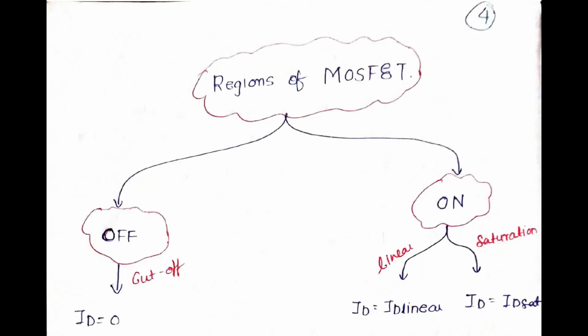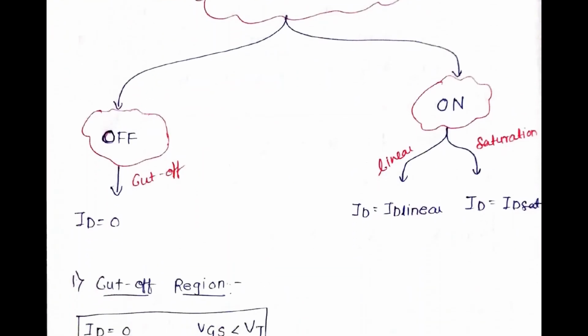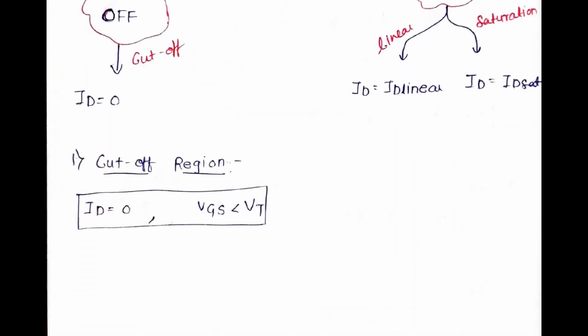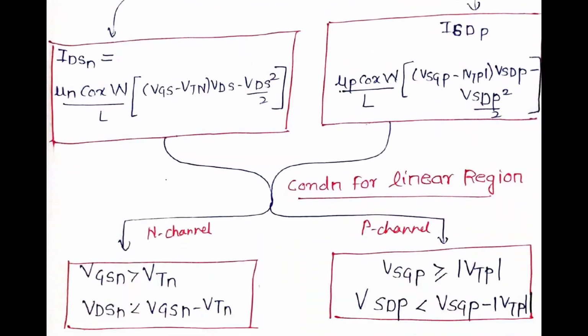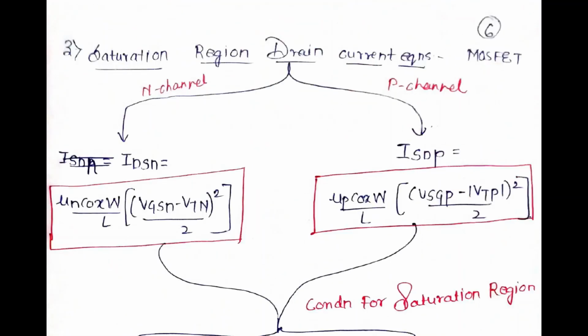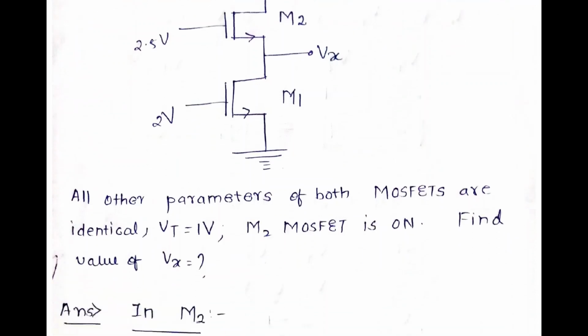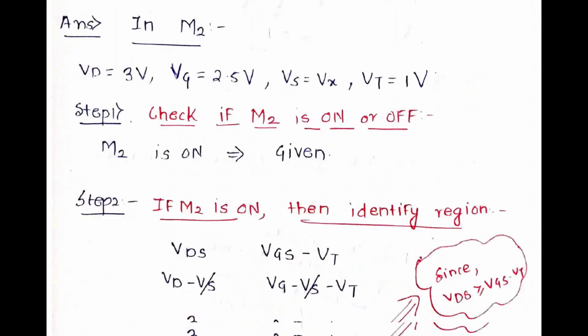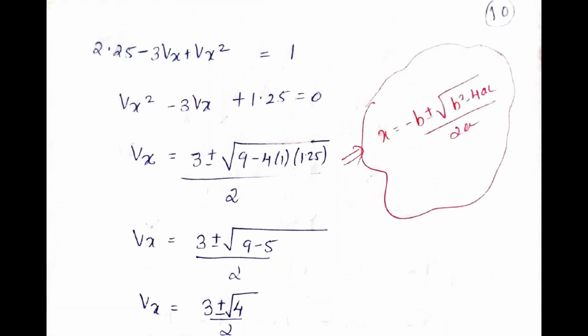So in short, if I have to summarize, these are the regions in which the MOSFET operates. You have the cutoff region, the linear region, and the saturation region. The equations are given to you. Based on the question, just proceed step by step. All these steps are explained properly over here and you can understand what is happening.